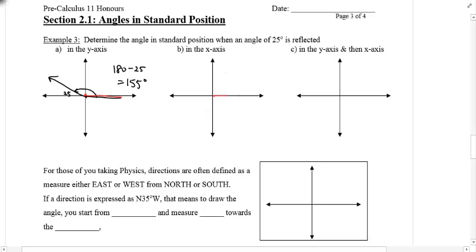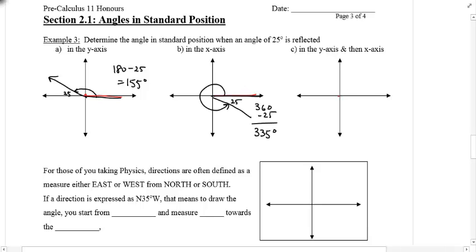degrees. The x-axis, so let's get here's 25, and the reflection would be down here. You're looking at this angle then. Well, this is also 25, so that's 360 minus 25. How about 335?